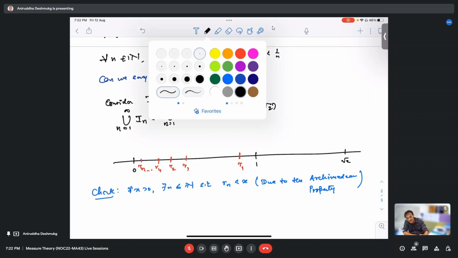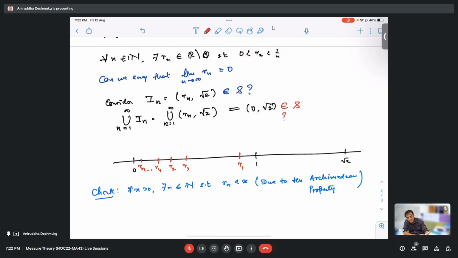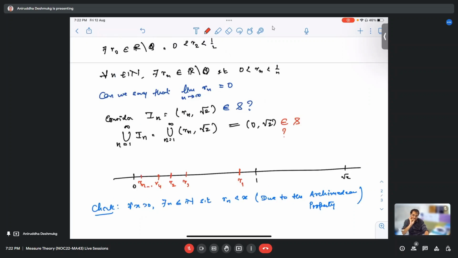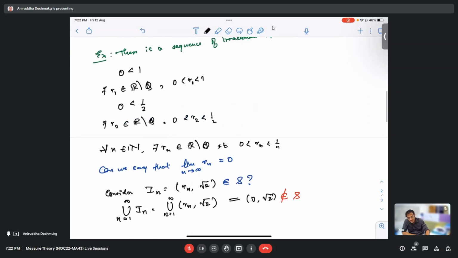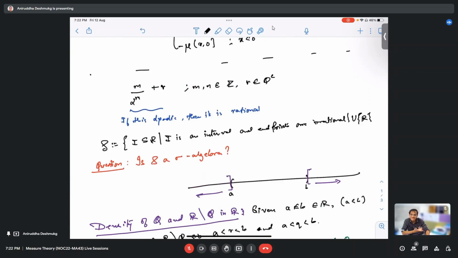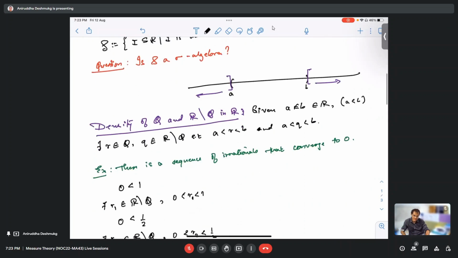Now, is this inside our S? No, it is not in S, because one of the boundaries, 0, is rational, not irrational. Correct. So, do you understand the problem with this collection? It does not satisfy anything: neither are the complements here nor the countable unions.